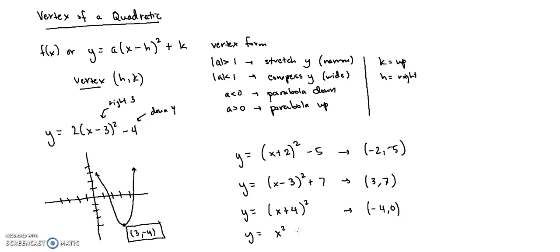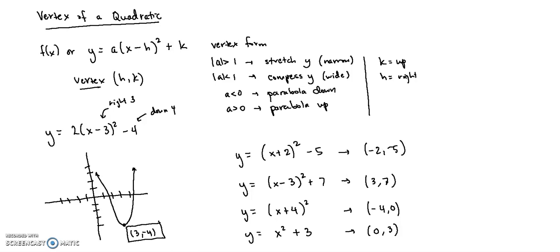And if we have one that looks like this, there's nothing on the inside, so that's a 0. And then on the outside, we've got the +3. So no left or right, just up 3. We're going to land at 0, 3, or you can think of it as opposite sign, same sign. Opposite of 0 is still 0. So we've got 0, 3. Whatever makes more sense to you, whether you think of it in terms of shifts or opposite sign, same sign, that's totally fine.